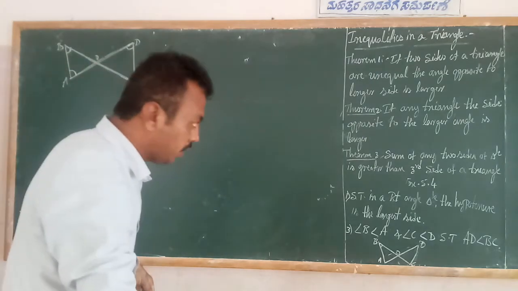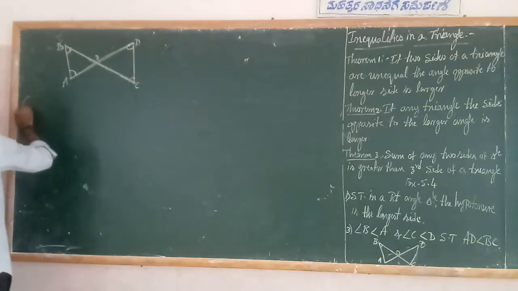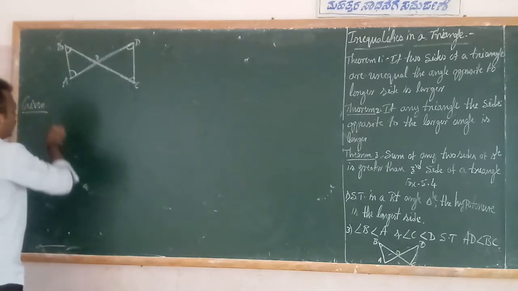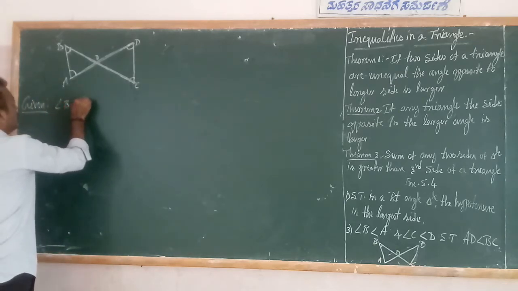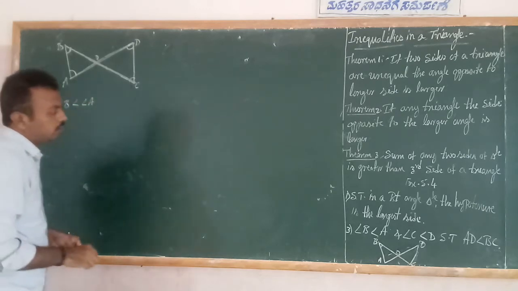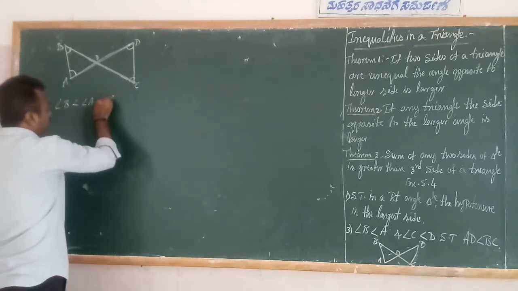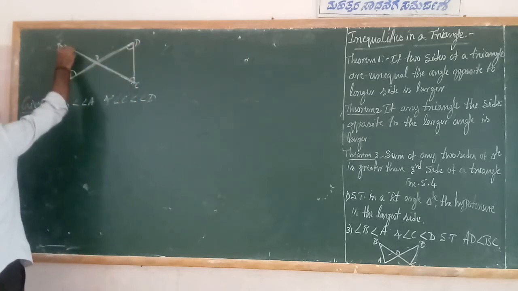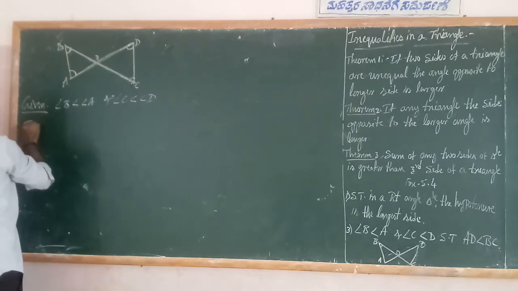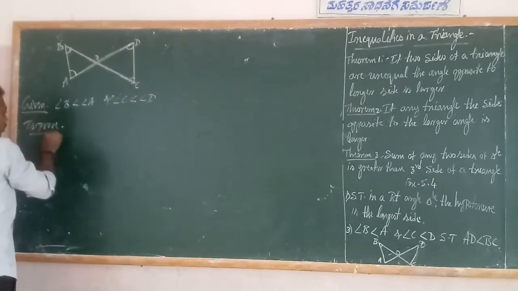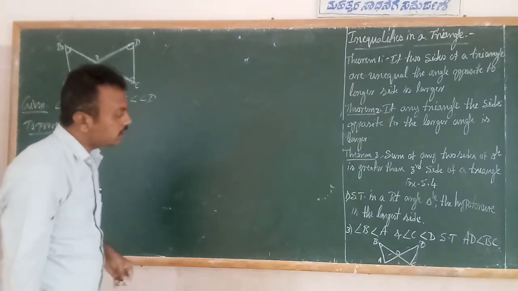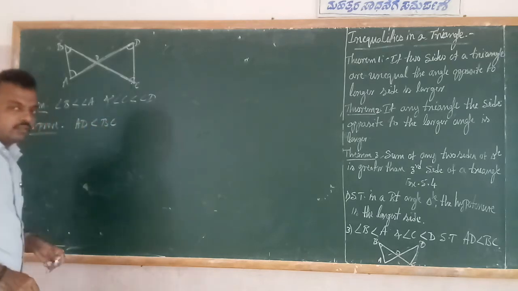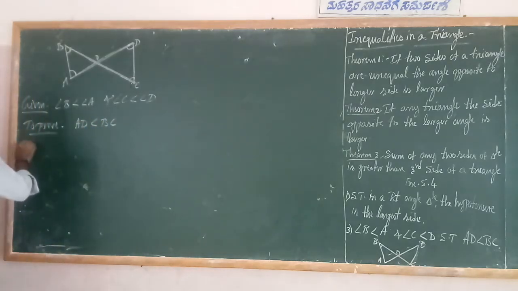So first of all, I'll write the given. What is the given? Angle B is less than angle A, and angle C is less than angle B. Next, what we have to prove? AD is less than BC. Okay, so let me prove it. So what is that? Proof.